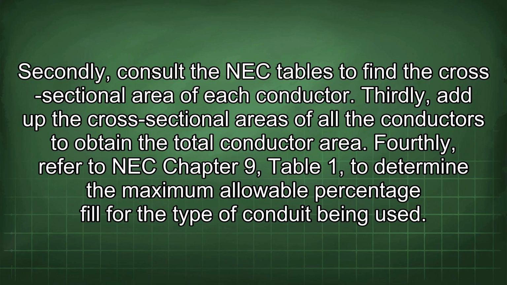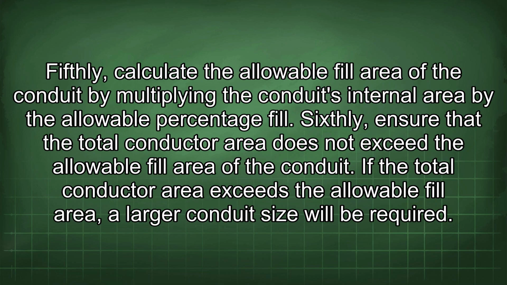Fourthly, refer to NEC Chapter 9, Table 1 to determine the maximum allowable percentage fill for the type of conduit being used. Fifthly, calculate the allowable fill area of the conduit by multiplying the conduit's internal area by the allowable percentage fill. Sixthly, ensure that the total conductor area does not exceed the allowable fill area of the conduit. If the total conductor area exceeds the allowable fill area, a larger conduit size will be required.